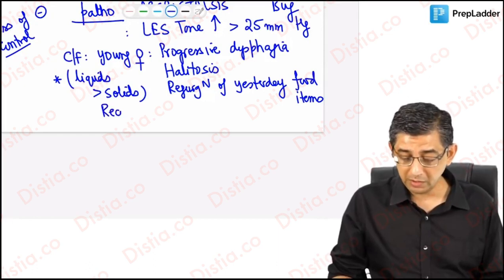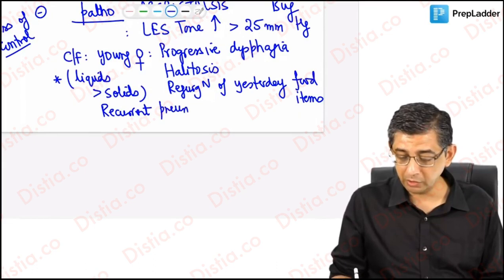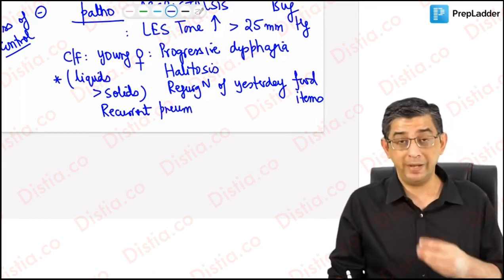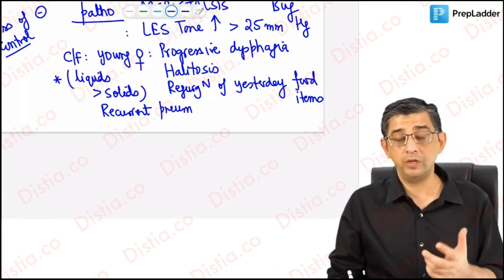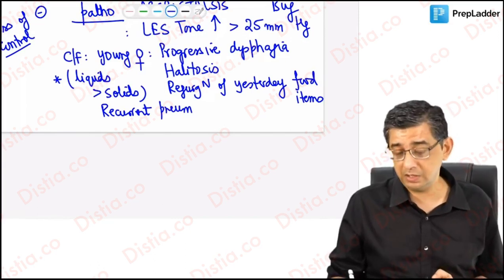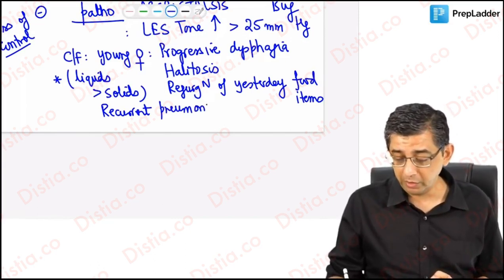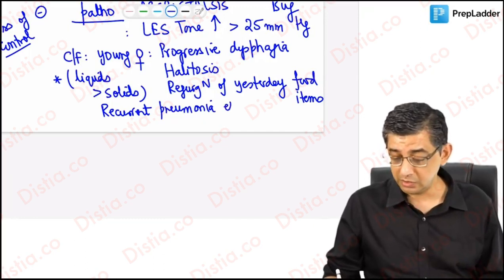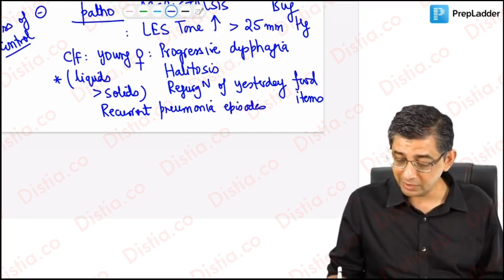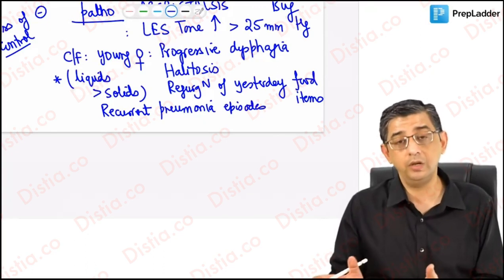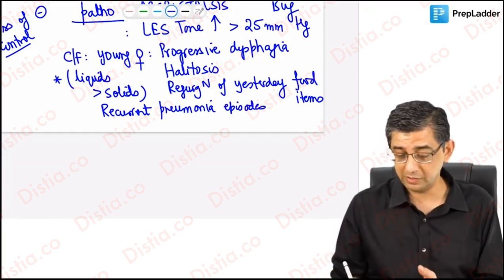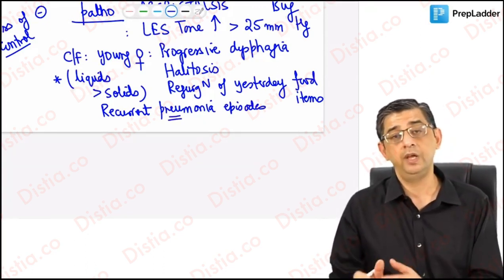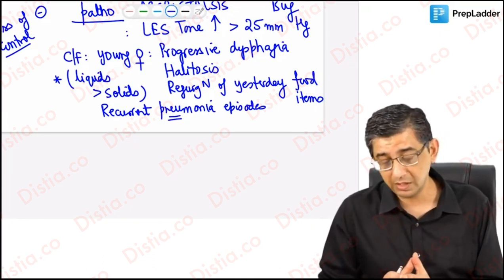Since the food remains in the esophagus, there could even be aspiration episodes developing. I'm not talking about a huge, big aspiration like Mendelson syndrome. I'm talking about micro aspiration that can occur when these people are sleeping. So therefore, you will read about recurrent pneumonia episodes developing in these patients. This is definitely bad news because this can contribute to the mortality in these patients also, because with recurrent pneumonia episodes, even bronchiectasis and serious lung disease manifestations can occur.